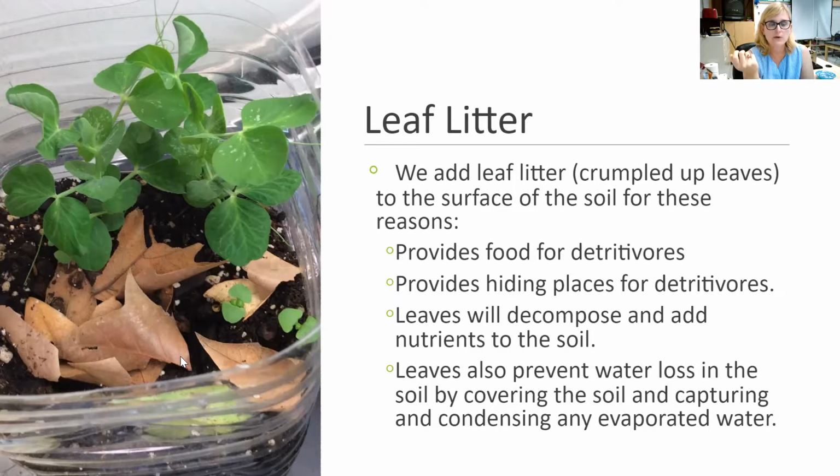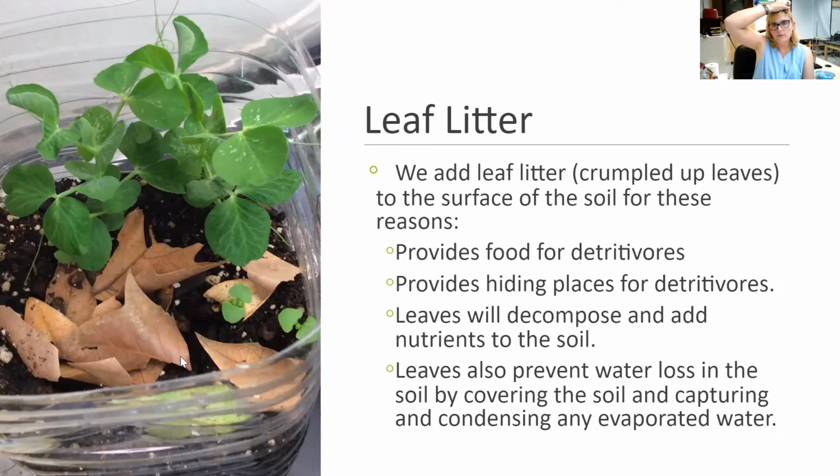The leaves are going to decompose on their own, not just from the detritivores, but fungus and bacteria will also decompose them and add nutrients to the soil. They prevent water loss as well. They create a layer so that when water evaporates out of the soil, it's trapped by the leaves, condenses, and goes back into the soil. This is why leaf litter is really important.